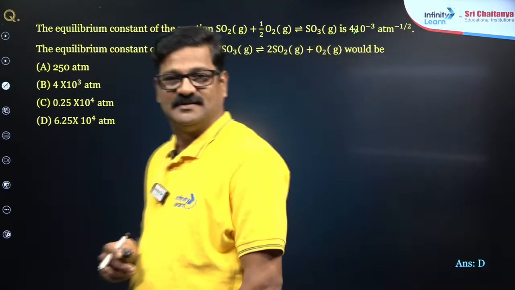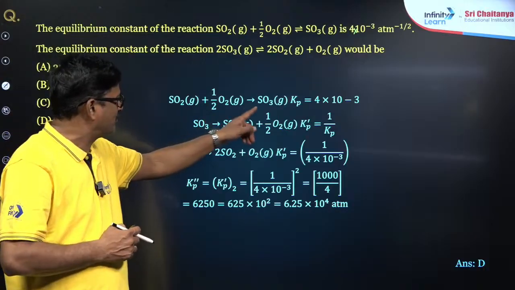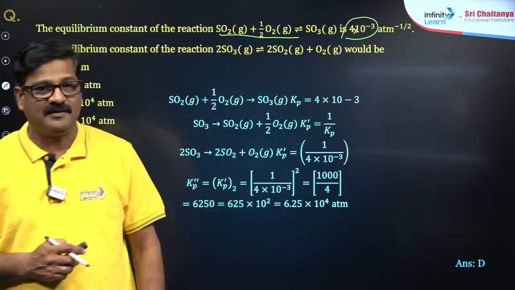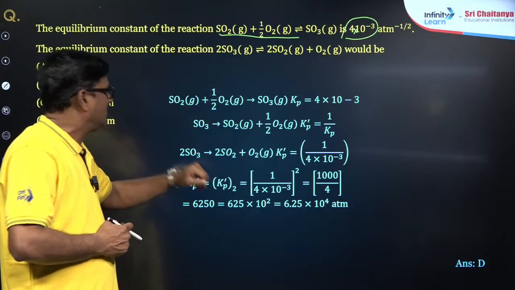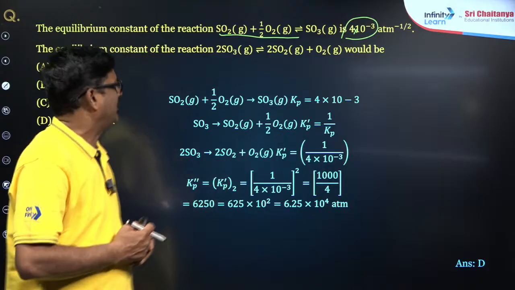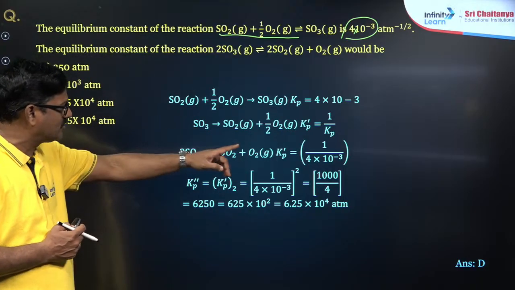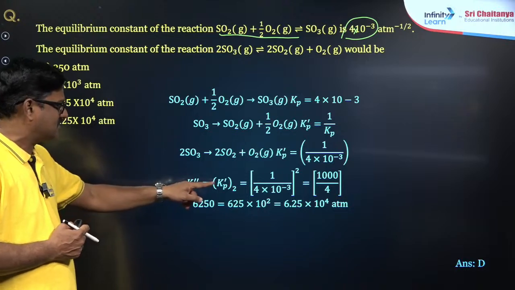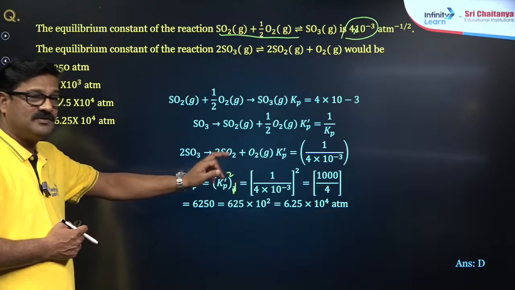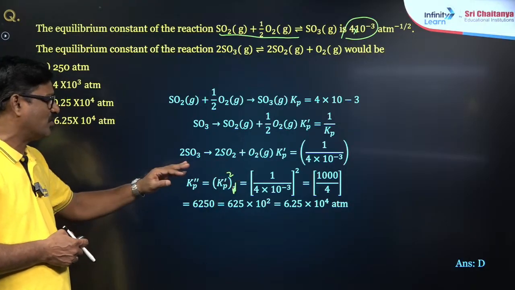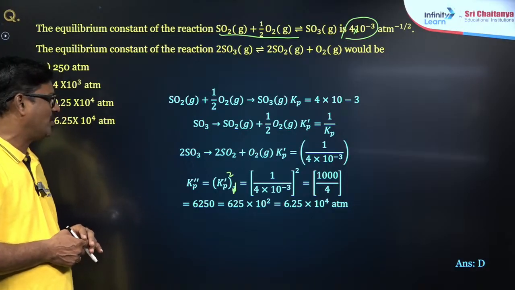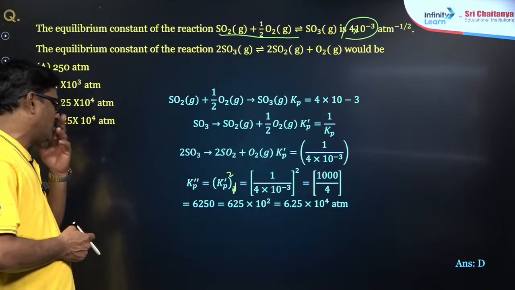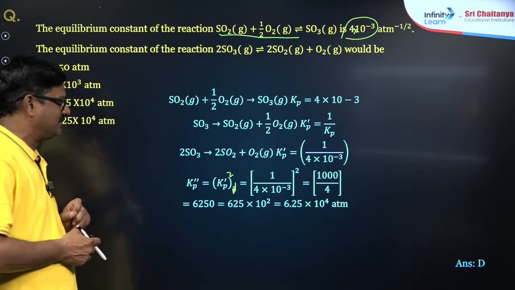Let me do this. Now here it is SO2 plus half O2 gives SO3. According to this reaction, it is 4 into 10 to the power of minus 3. Now reverse the SO3 reaction, that is going to be Kp dash is equal to 1 by Kp. So if you double this, it is going to be 1 by 4 into 10 power minus 3. And Kp dash dash is going to be the square, 1 divided by 4 into 10 power minus 3 whole square, that is going to be 1000 by 4. So it comes to 6250, which is 625 into 10 square, or 6.25 into 10 power 4. It is the answer. Got it?